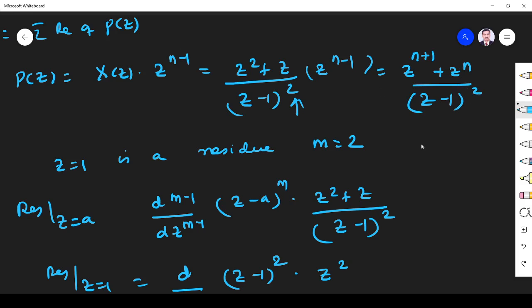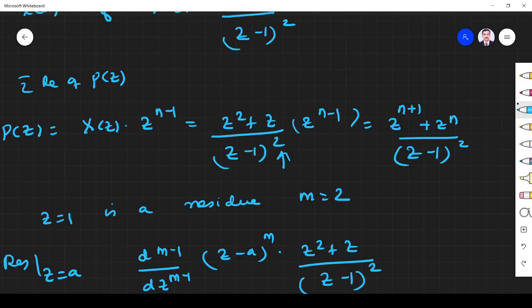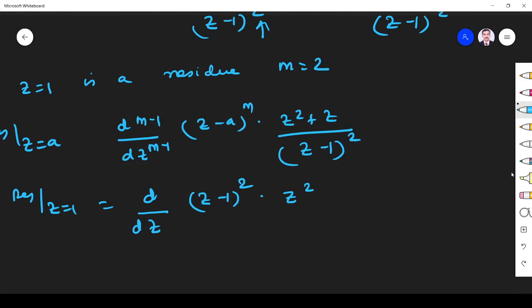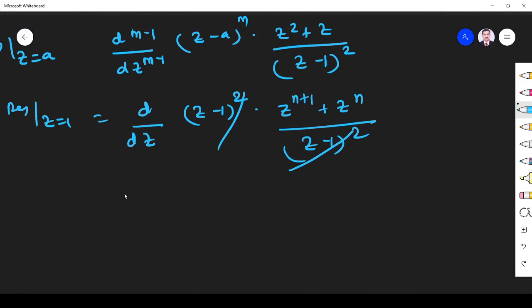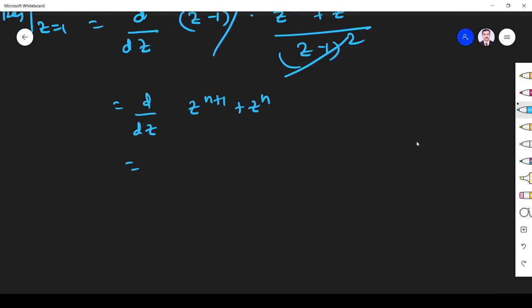This is what my p is. So p is z power n plus 1 plus z power n, divided by z minus 1 whole square. So these two will be cancelled. It will be d by dz of z power n plus 1 plus z power n. I have to find residue at 1. So first I have to differentiate with respect to z. So it will be n plus 1 into z power n plus n into z power n minus 1.